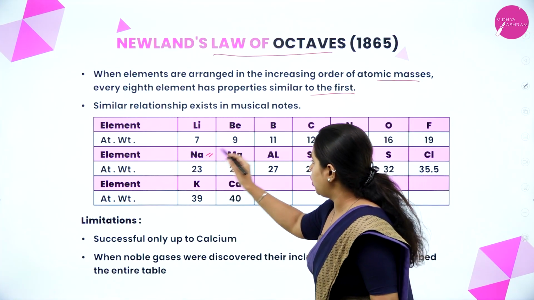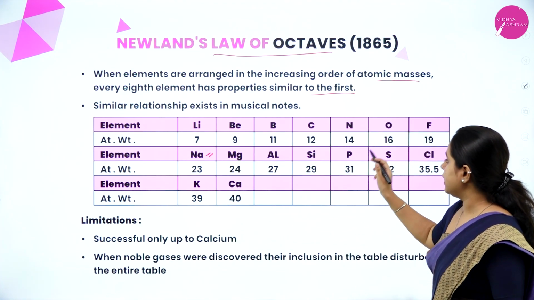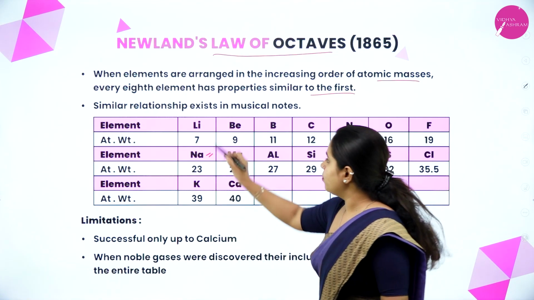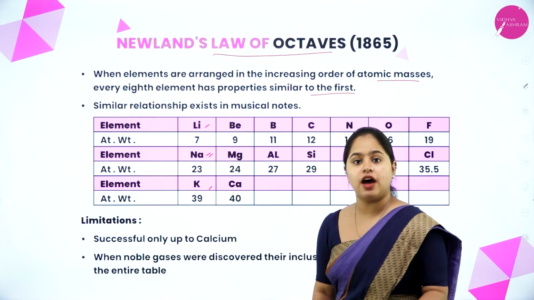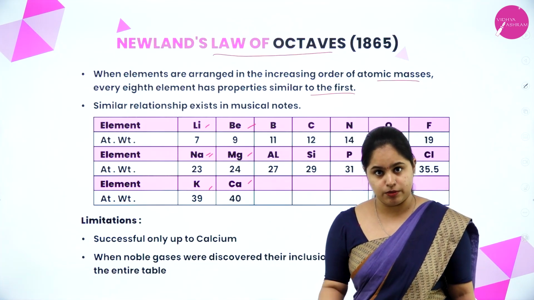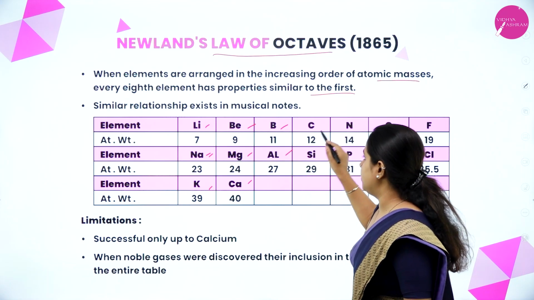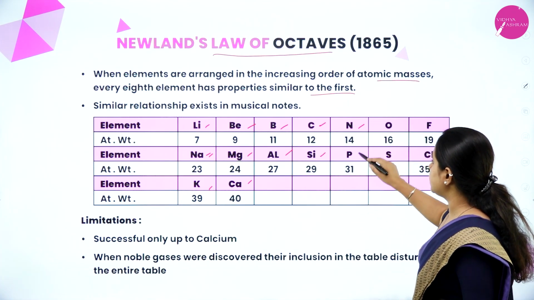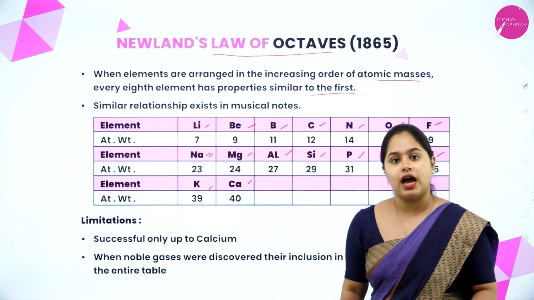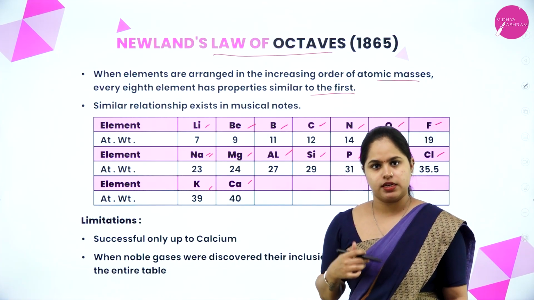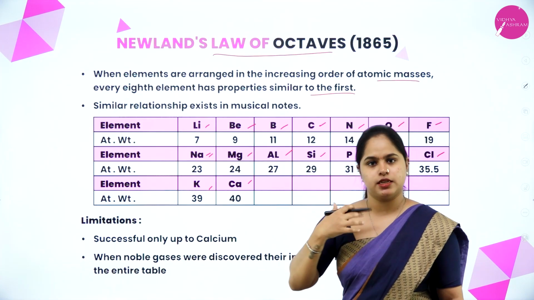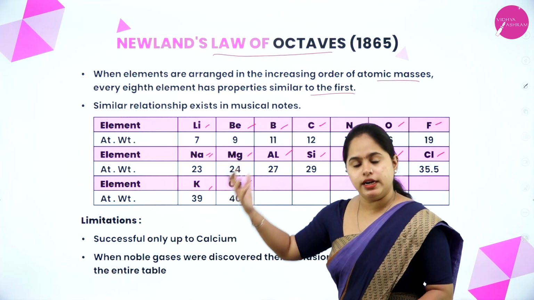Then sodium, magnesium, aluminium, silicon, phosphorus, sulfur, chlorine, potassium, calcium. So lithium, sodium, potassium have similar properties. Beryllium, magnesium, calcium have similar properties. Boron and aluminium, carbon and silicon, nitrogen and phosphorus, oxygen and sulfur, fluorine and chlorine. These had similar properties. Similar relationships exist in musical notes. I hope you understood this.